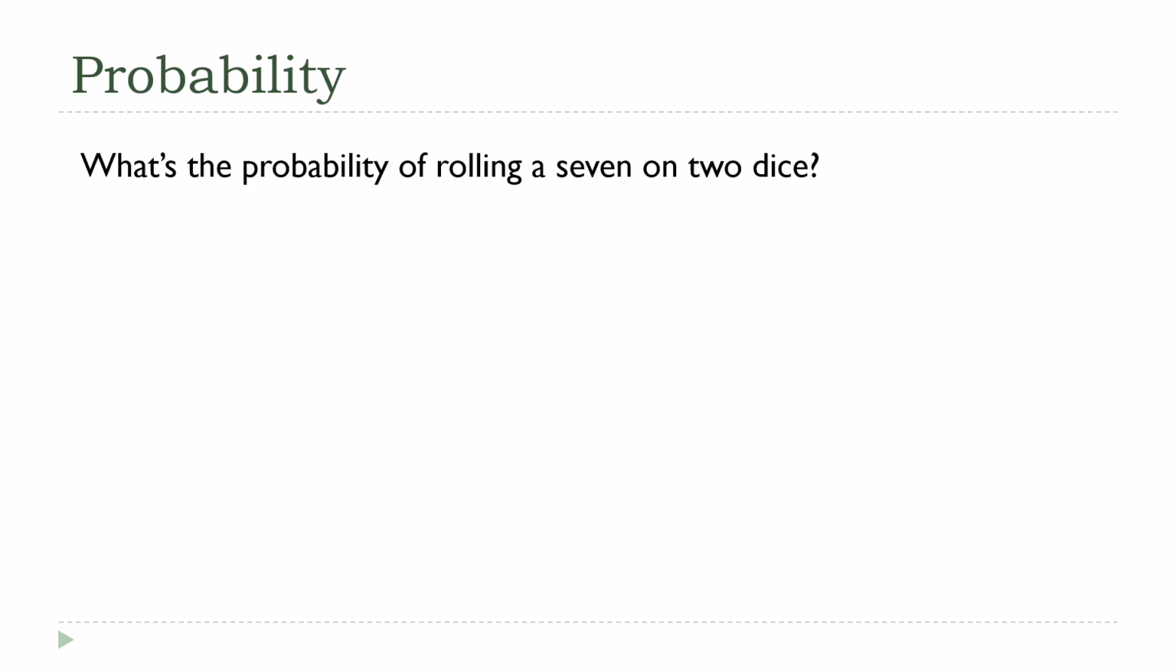So I want to know what's the probability of rolling a 7 on 2 dice. Well, we need to know two things. We need to know the size of the sample space and the size of the event. Well, the size of the sample space we can get using our counting methods. I'm rolling 2 dice, which means I have 6 possible outcomes on the first one and 6 possible outcomes on the second one, for a total of 36 possible results. So that is the cardinality of the sample space.